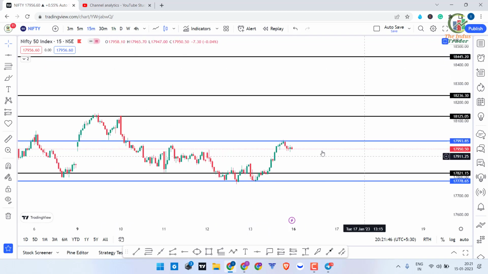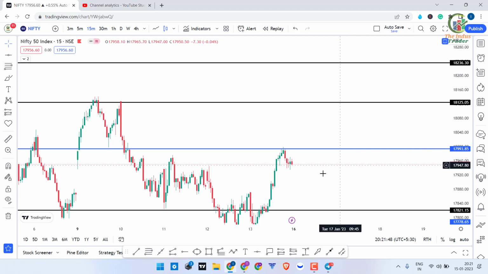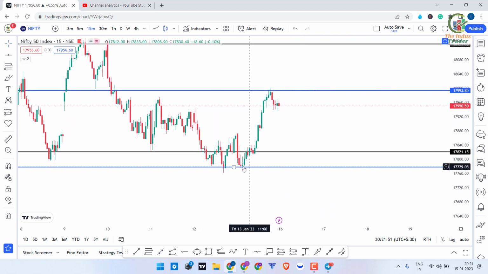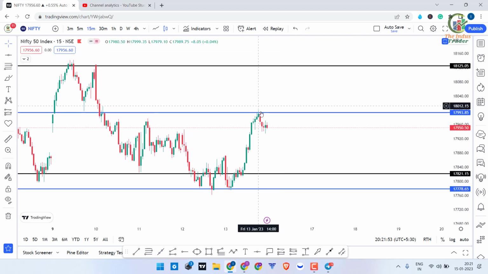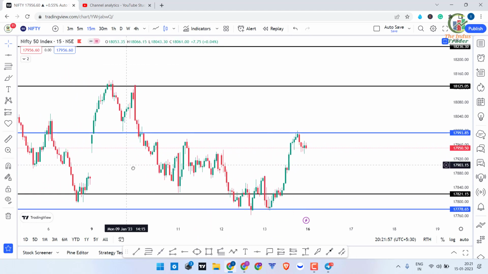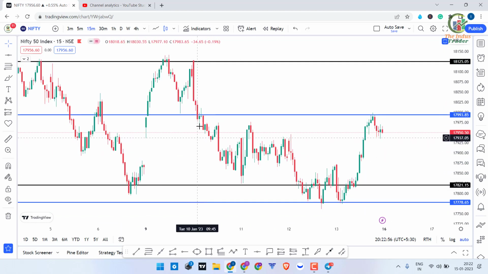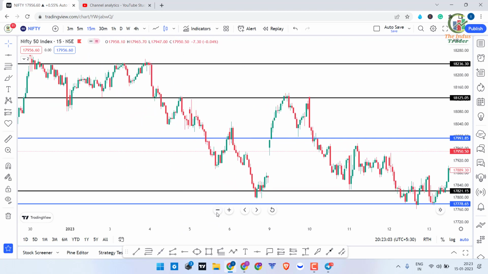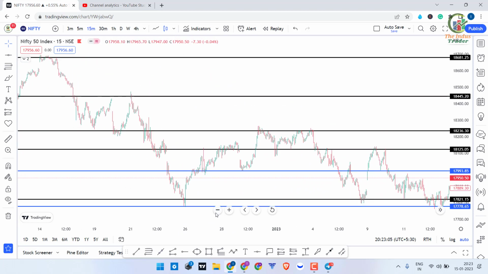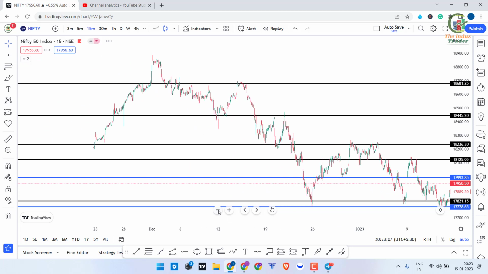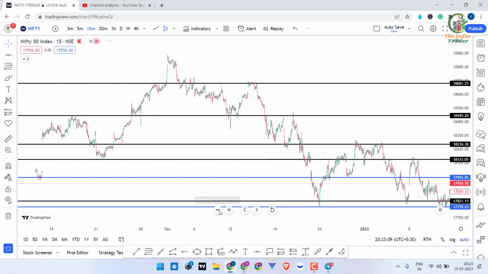So let's shift to 15 minutes time frame, and the first thing you can do is previous day. If you are doing intraday, you can also mark previous day high and low for that. So this is how you can draw support and resistance. Yes, guys, you can see the levels which we have drawn in the higher time frames are working absolutely fine. And you can see this is how you can draw support and resistance by using horizontal lines.